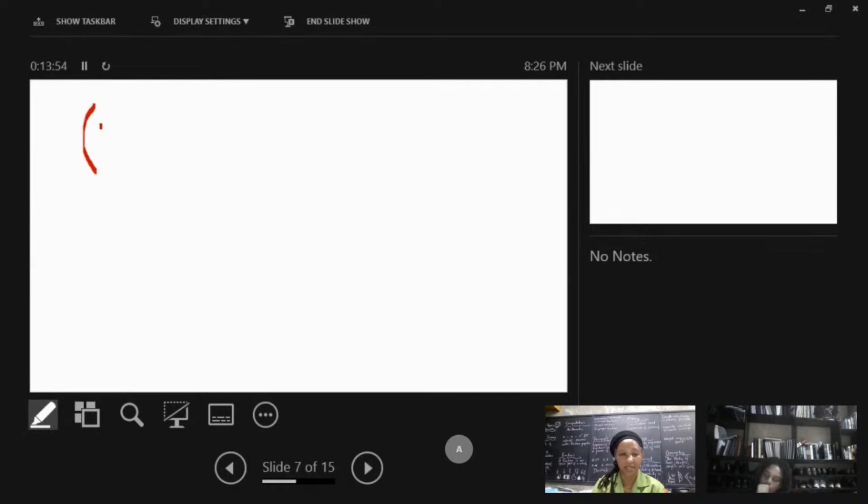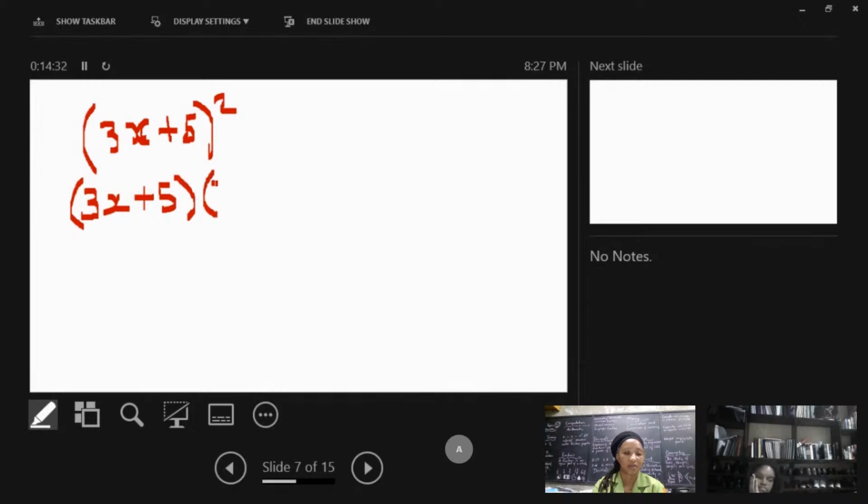So we have 3x plus 5 squared. We're going to expand these again, but then the next set after this, we're going to go straight to the formula. So we're expanding these again. So what do I do, John? This would be 3x plus 5 times 3x plus 5.